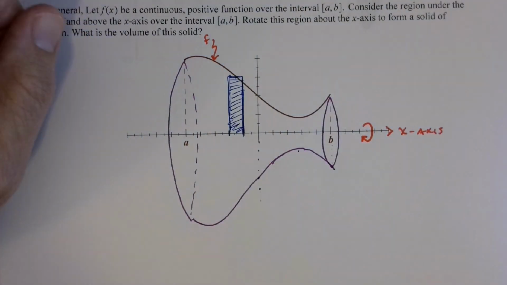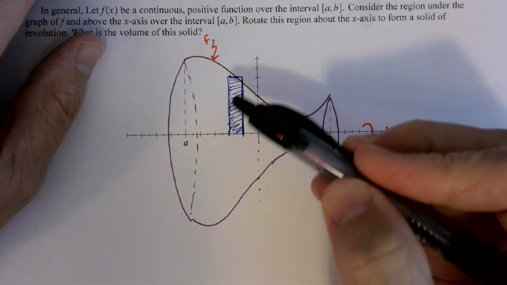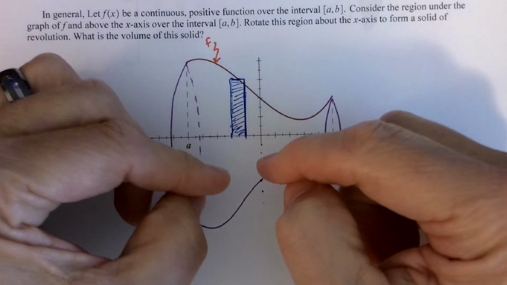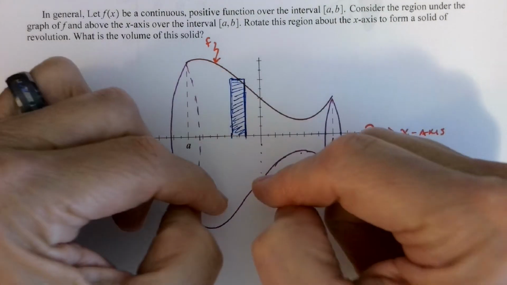Now, when I rotate this rectangle about the x-axis, what's going to happen? This rectangle is going to come out and then go back into the page and then come around and come back again and keep spinning around, right?